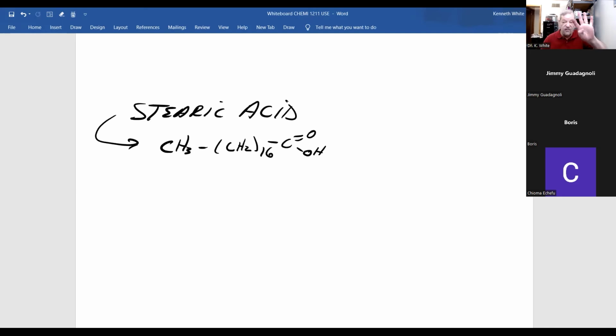On test 4, if I write, draw the structure of stearic acid, there it is. If I ask what's the name of that compound, the common name is stearic acid. Nobody ever calls it hexadecanoic acid. They don't. It's stearic acid.